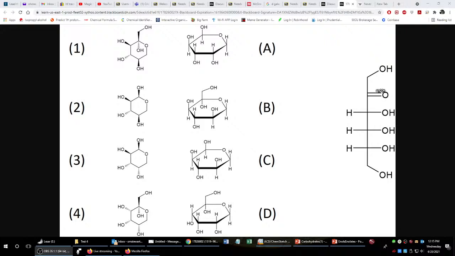This ketone group here will be converted to an alcohol. That alcohol could be up or down depending on if you're in the alpha or beta form. So we're going to look for one that has 3 OH groups on the same side. D is the only one that has 3 OH groups on the same side. It ended up being the beta form. So D here corresponds to this Fischer projection.